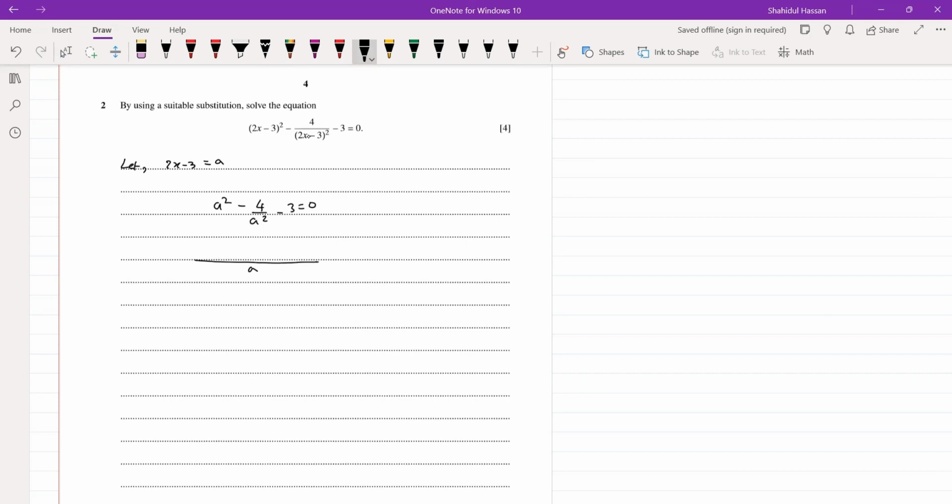This becomes a to the power 4 minus 4. Should I give you the working in Messenger? You can. So a square minus 4 minus 3a square, this is my equation. Now a to the power 4 minus 3a square minus 4 equals 0. Any confusion here?